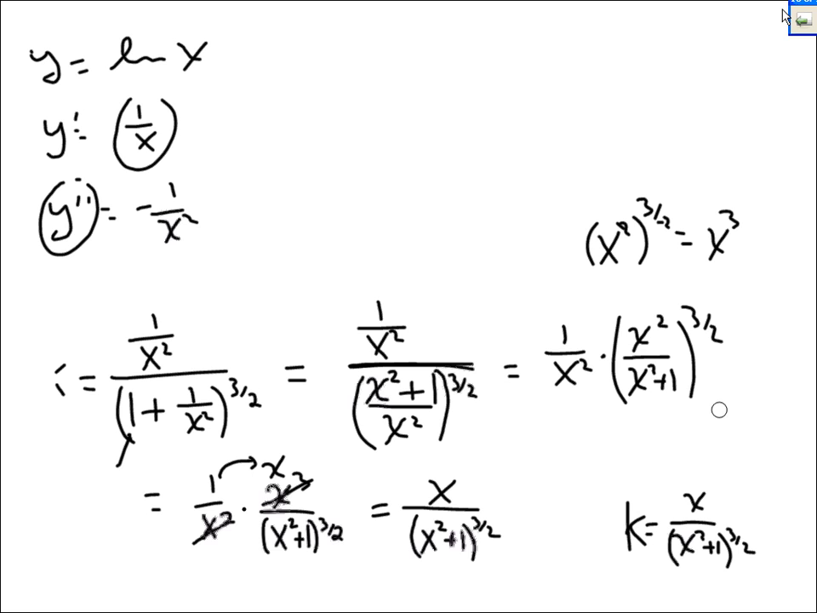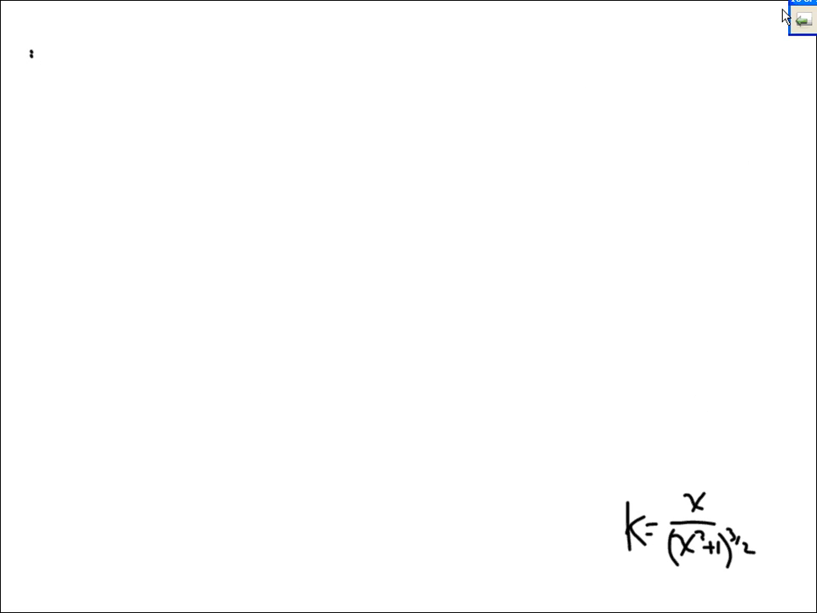Now since the numerator is not just an ordinary constant, here I think maybe we should take the derivative and set it equal to 0. Okay, so let's write this down. k is equal to x over x squared plus 1 to the 3/2. The k prime. So k is a quotient, so I'm going to use a quotient rule. The derivative of the top is 1 times the bottom.